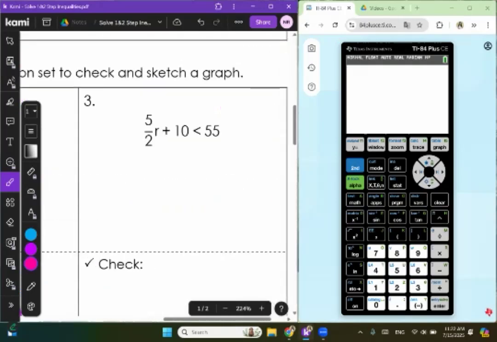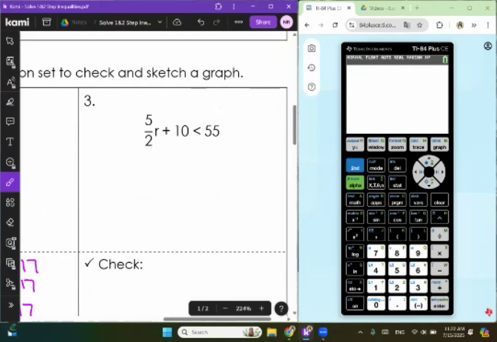Next one. We have two numbers on the same side as the variable. That means what? It's going to take 2 steps. When we solve a 2-step equation, we start with the constant. So the constant, the number without the letter, is that number 10. Number 10 is connected to the letter with a plus sign. Opposite of plus is minus. Complete it and clean it up. 5 over 2r. 55 minus 10, 45.